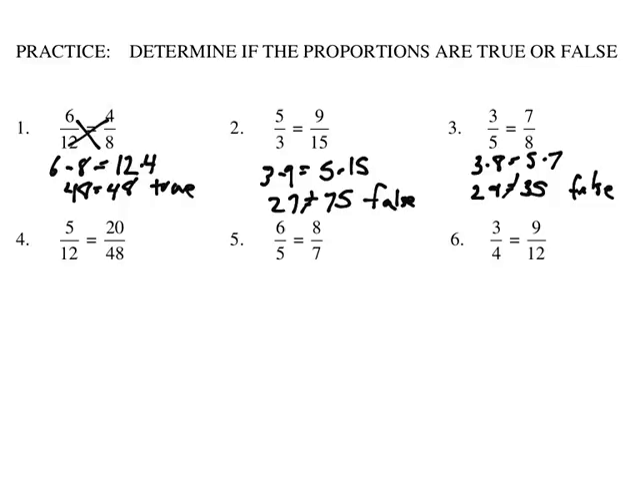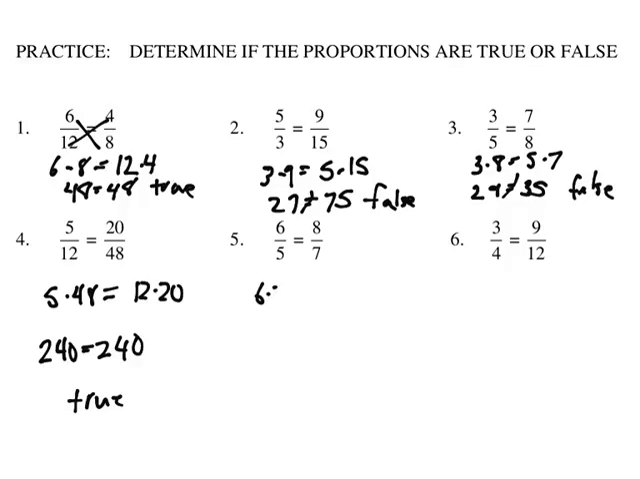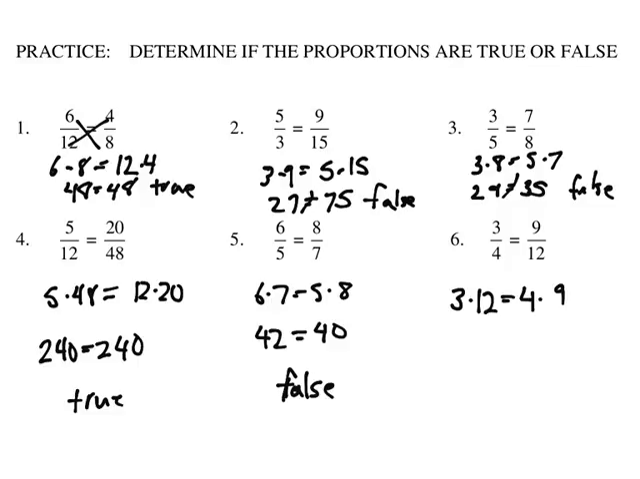Here I get 5 times 48 equals 12 times 20. I end up with 5 times 48 is 240 equals 240, therefore true. 6 times 7 equals 5 times 8, or 42 equals 40, therefore false, sorry. And the last one here, 3 times 12 equals 4 times 9, or 36 equals 36, true.